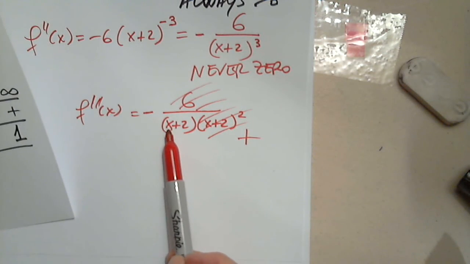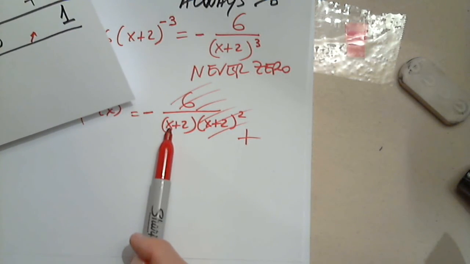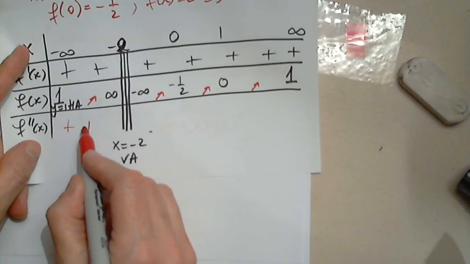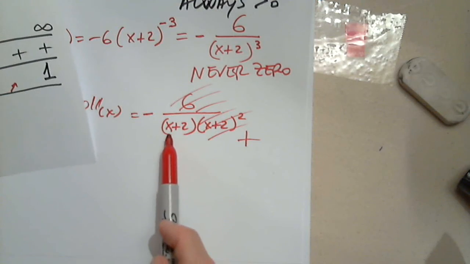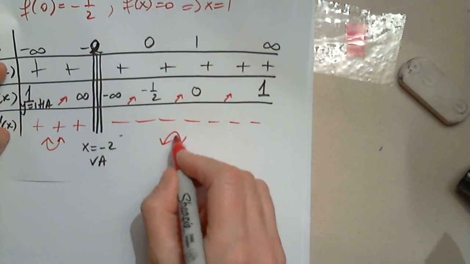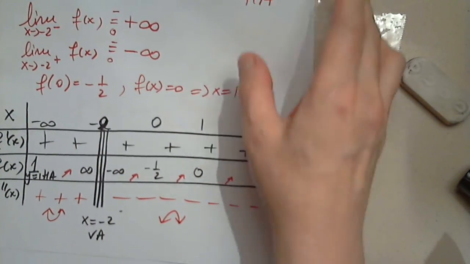So, when x is less than negative 2, on this side, like negative 3, negative with minus in front is positive. On this side, like 0, negative. Problem is done. We just have to graph it.